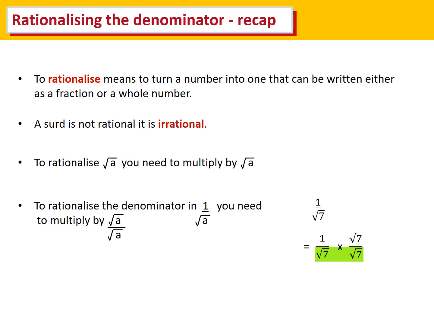So our final answer, the numerator is 1 times root 7, which is root 7, all divided by 7. So although the numerator is irrational, the denominator has become rational. And that's what we were trying to do. We were trying to rationalise the denominator.